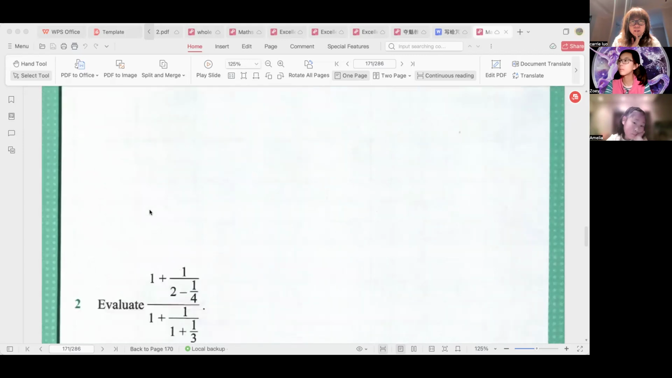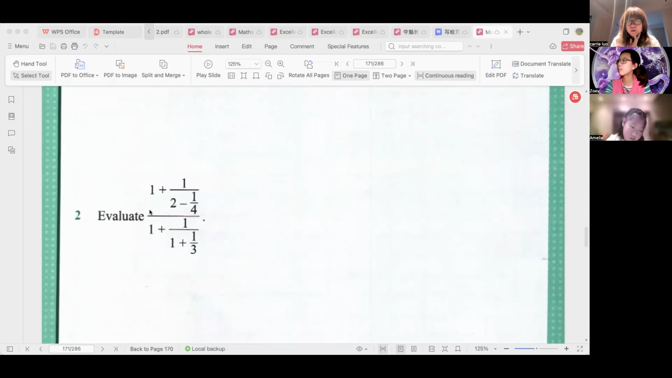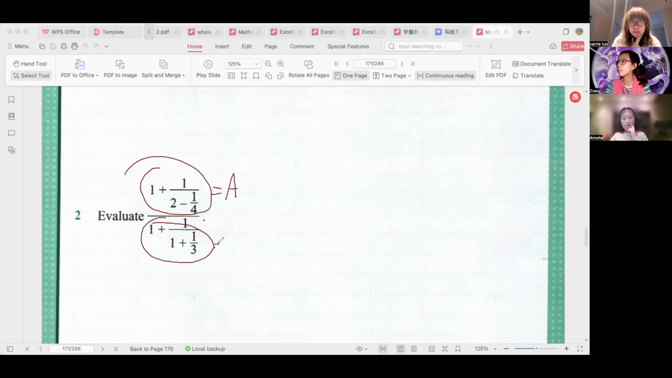Okay, so let's take a look at the next one. This time we have the numerator on the top and the denominator on the bottom. So you need to calculate this one A and calculate this B, and you calculate A over B equals what? Okay, your turn.